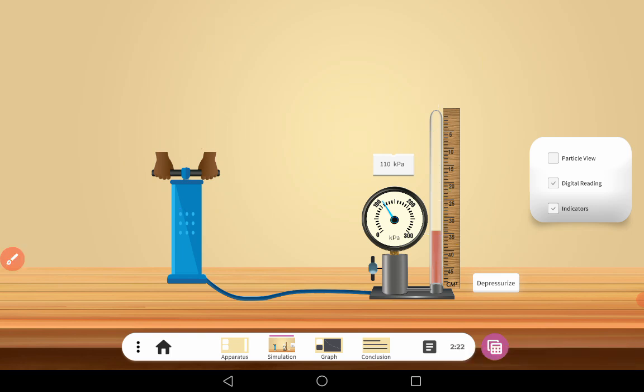All right, let's see how this works. So look, as this is pushing up and down, the pressure is increasing. The volume is decreasing. Watch, the volume in the tube decreases until you reach the maximum pressure of 250 kilopascals.